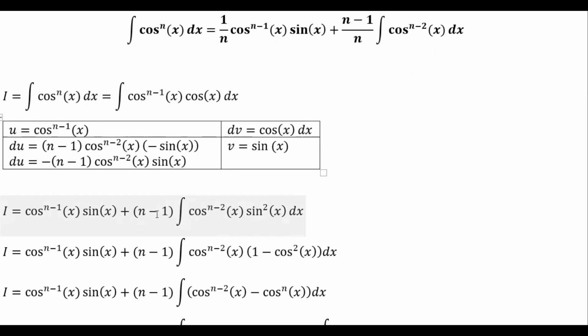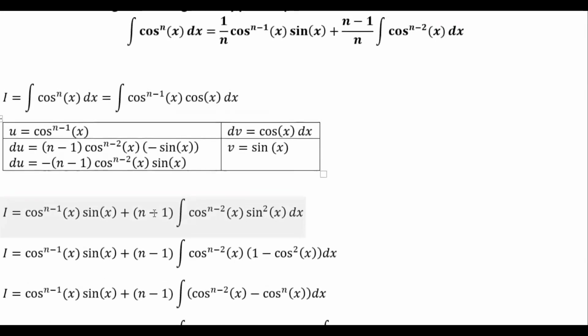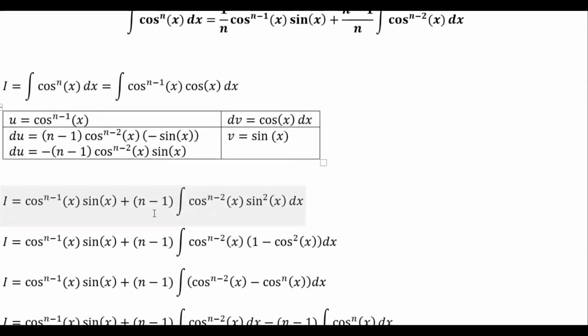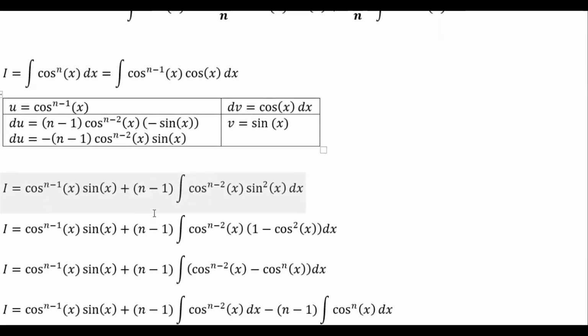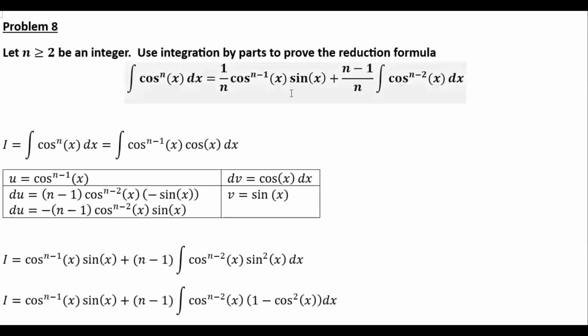From here, I never did this before, so I might be showing more steps than I usually would if I knew what I was doing. But since I didn't know what I was doing, I decided to show more steps. So I rewrote the sine squared as 1 minus cosine squared. And the hint was, you want to make it look something like this. This kind of matches already: cosine to the n minus 1 times sine, except for this 1 over n. That's the only difference.